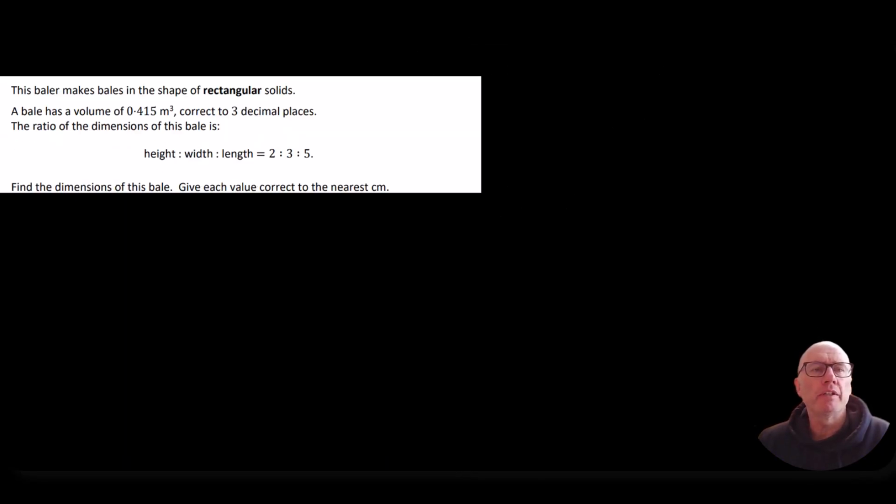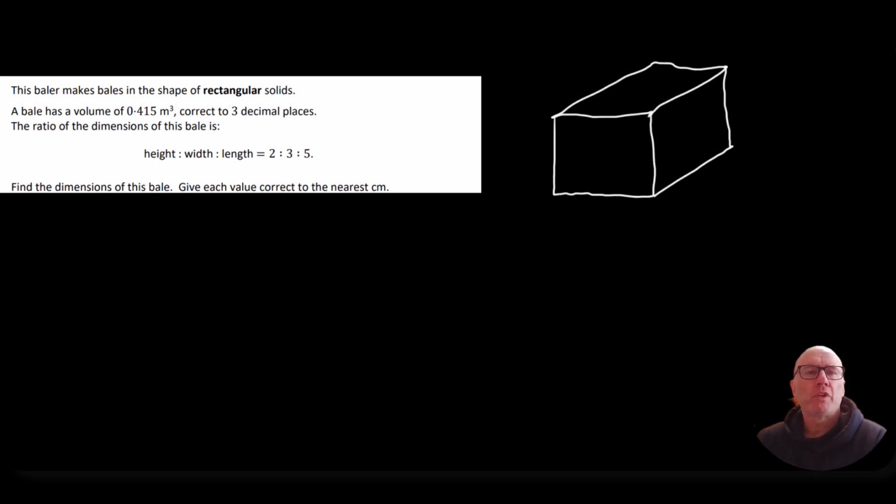The baler makes bales in the shape of a rectangular solid. A bale has volume 0.415 meters cubed, correct to 3 decimal places. The ratio of the dimensions of this bale is height, width, length 2:3:5. Find the dimensions of this bale. Give each value correct to the nearest centimeter. Okay, so let's just draw a bale, a rectangular solid. Let's say it looks like this. We're told that the height, width, length is in the ratio 2:3:5. Well, let's call the height x. So that's the 2 part of the ratio.